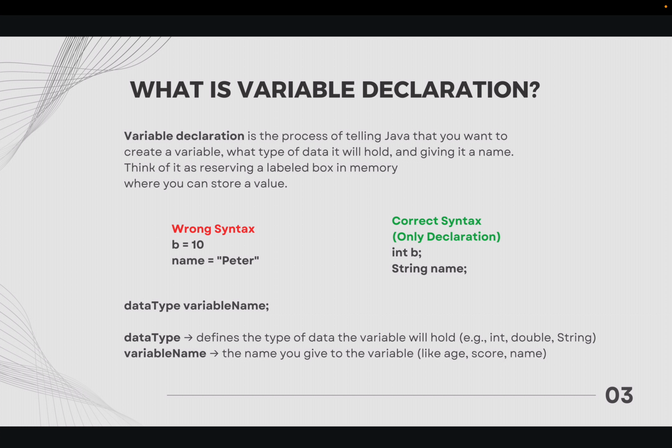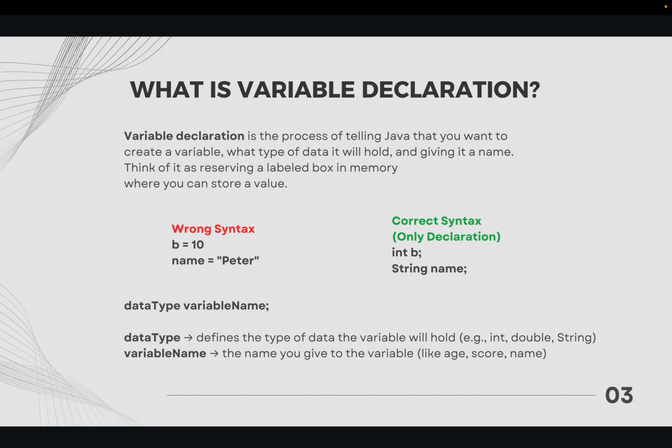So what is a variable declaration? Variable declaration is the process of telling Java that you want to create a variable, what type of data it would hold, and giving it a name. Think of it as reserving a labeled box in memory where you can store a value. And here is the syntax.